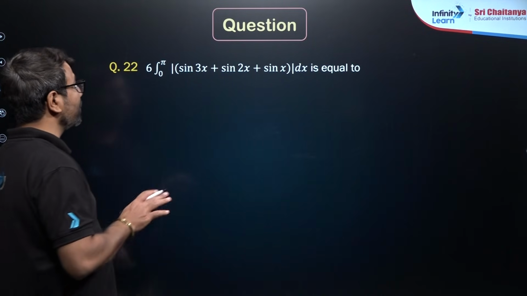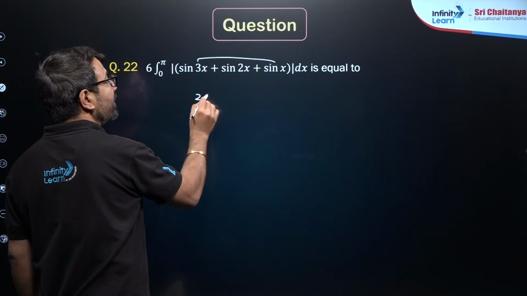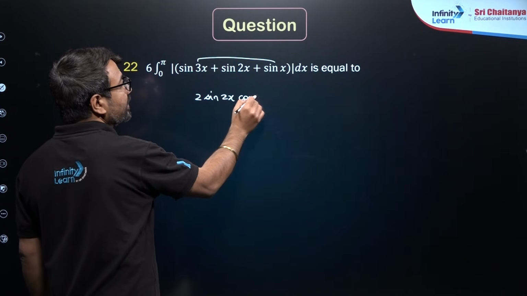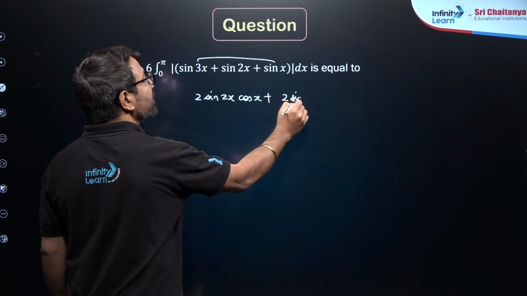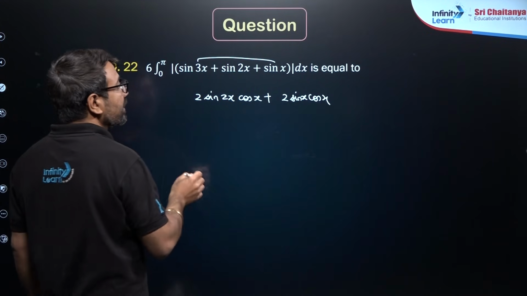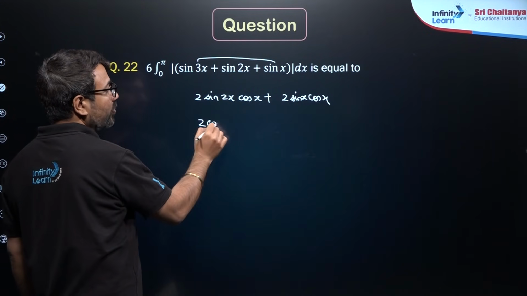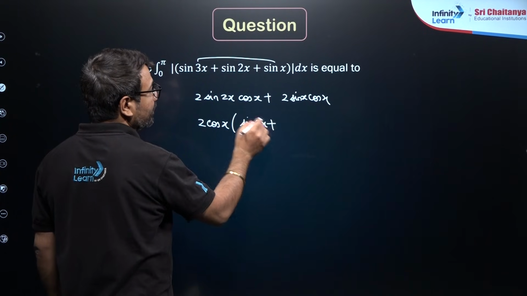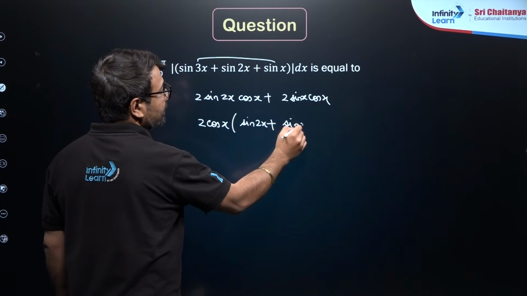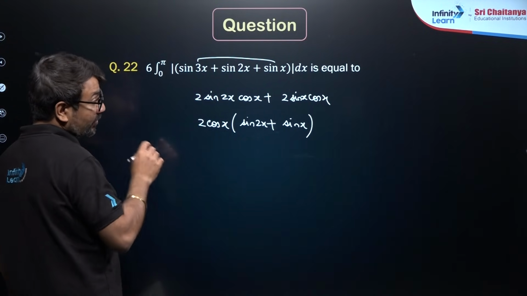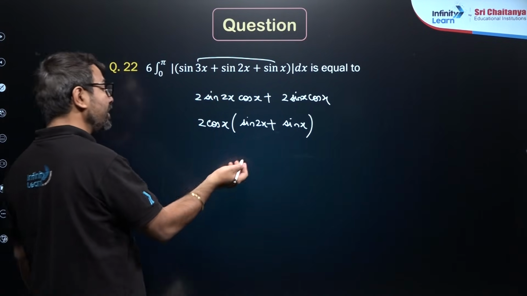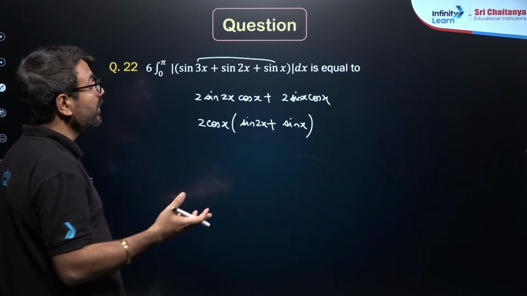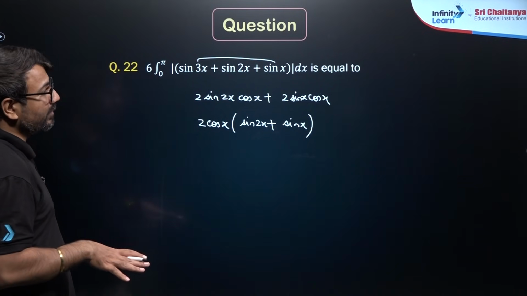Next is, bachche, they are asking about this integration. So you apply sin C plus sin D, 2 sin C plus D upon 2, and then cos C minus D upon 2. Then here you have 2 sin X cos X. Here you can do one thing, you can take this cos X common, and you will be left with sin 2x, and then you will be left with sin X. Again, my dear students, what you can do, sin C plus sin D formula you can apply, that will become 2 sin C plus D upon 2 and cos C minus D upon 2. I hope you are able to understand.